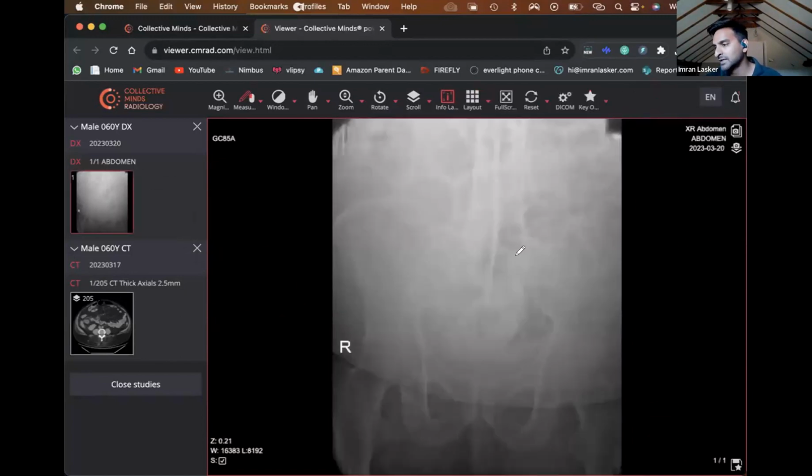And then we have a look at here, and someone said dagger sign. You can see that sort of flowing calcification located along there.